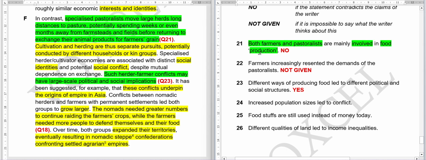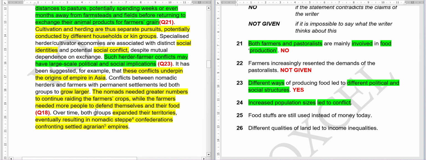So here they're saying both farmers involved in food production. I will just highlight the keywords. So this is obviously not given. Different ways, different political and social structures. Okay, so increased population size, it led to conflict. So it is something about population growth here. Okay, now let me just try. Let me make you understand the question first. Just let me put some light on the question.